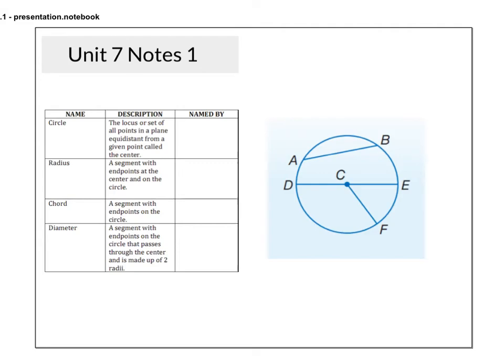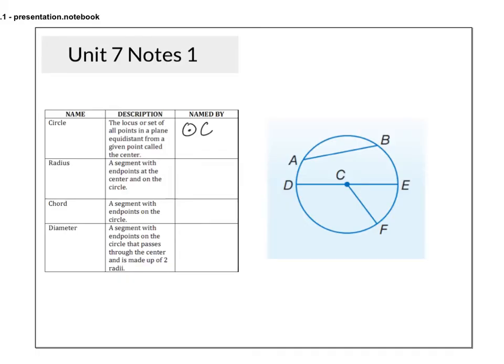Also, when you write down the name of a circle, there is a symbol you can use. The symbol is a circle with a dot in the middle, and then you use the point at the center of the circle. So this circle would be called circle C, because C is at the center of the circle.